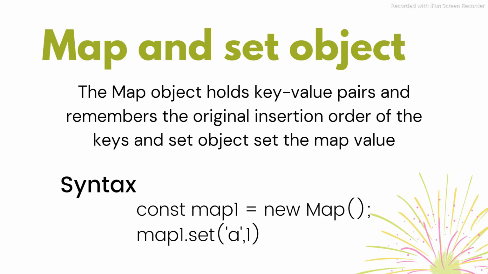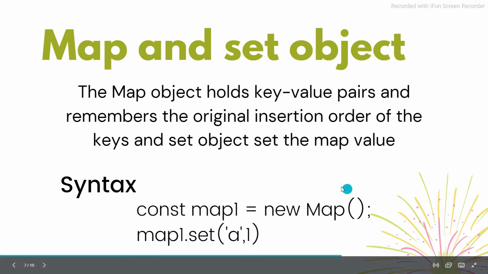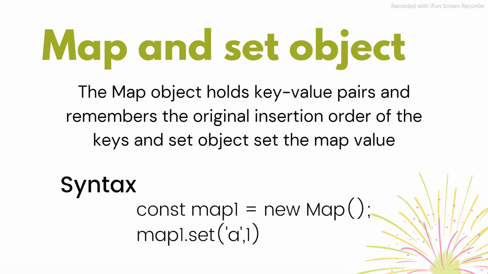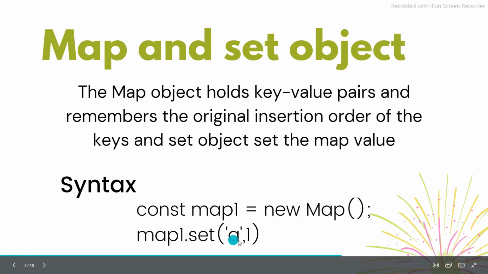How do we create a map successfully? First of all, you have to have a variable. We declare a const variable named map1, and we use the new syntax, new Map. Whenever we add a new Map, a new map object is created. Then we use map1.set('a', 1). Here a is a property and 1 is a value.